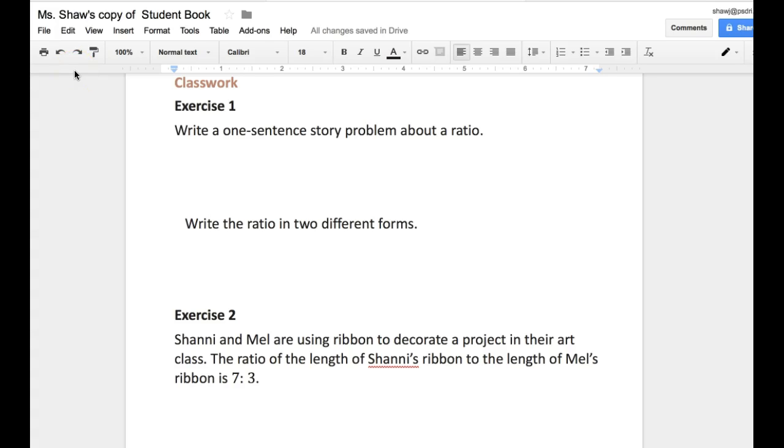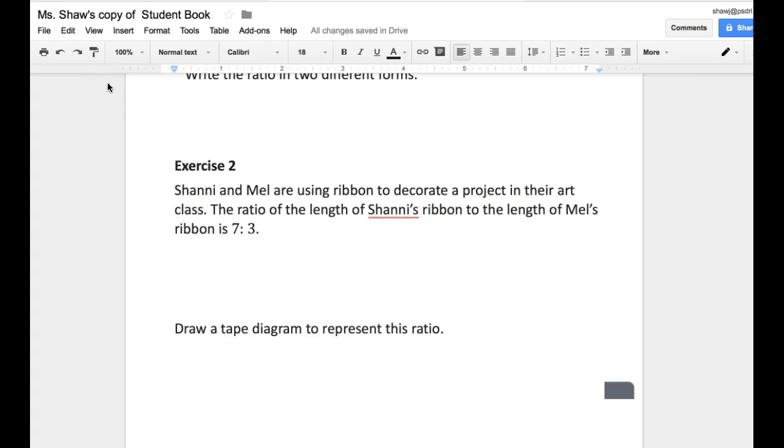Shani and Mel are using ribbon to decorate a project in their art class. The ratio of the length of Shani's ribbon to the length of Mel's ribbon is 7:3. Take a minute right now and write down on an Edpuzzle what this problem is about. What's going on in this problem? What's your understanding of this problem?